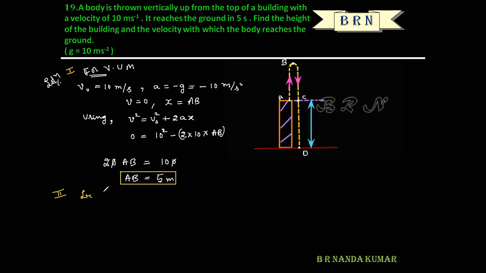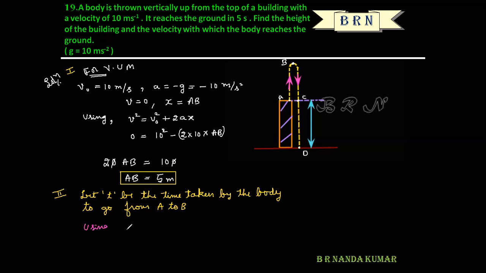So let us consider T to be the time taken by the body to go from A to B. Now, by using the first kinematic equation, V is equal to V naught plus AT.